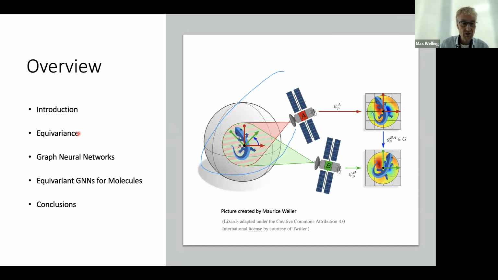So I will give an introduction first on symmetry, then I'll talk a bit about equivariance. I'll introduce this graph neural network, which I believe is going to be one of the most interesting tools at the interface of sciences and machine learning. Then I'll introduce you to some models that we recently introduced as equivariant graph neural networks for studying molecules, and then I'll conclude.